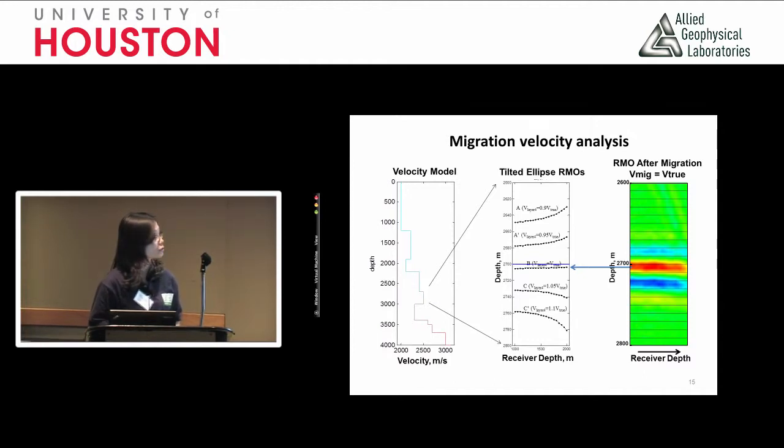We also tried Kirchhoff migration, and the image results really coincide with our tilted ellipse RMOs.